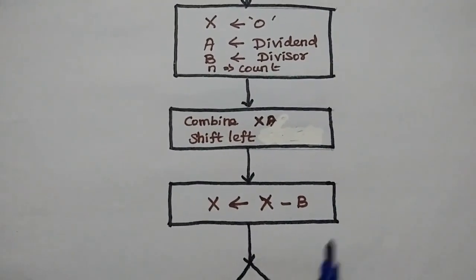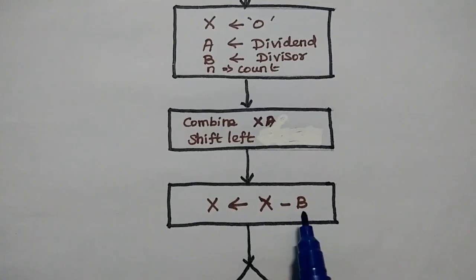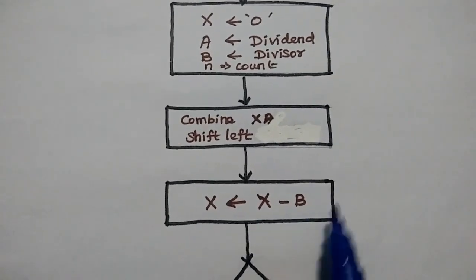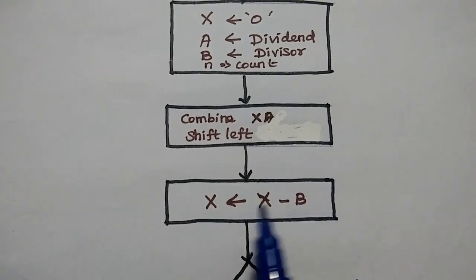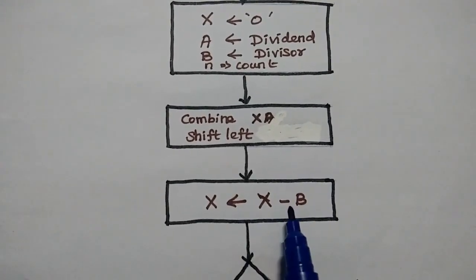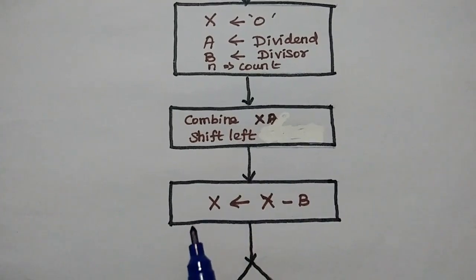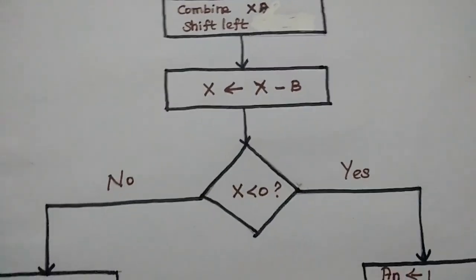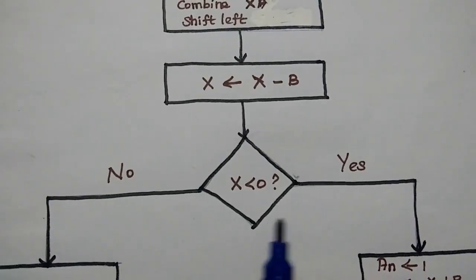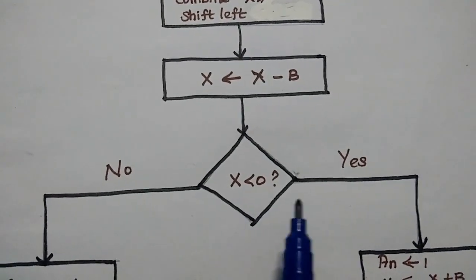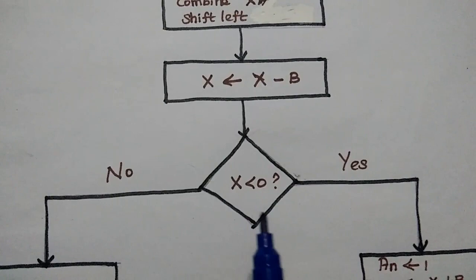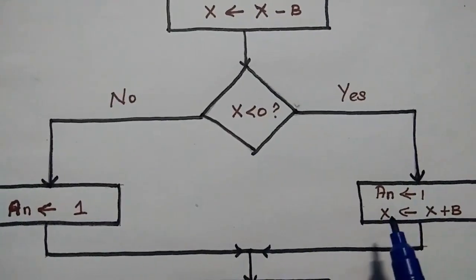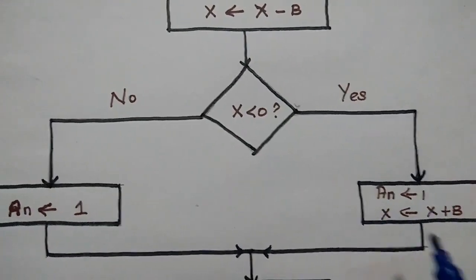Then we are going to subtract the divisor from the current X register value, and the result is stored in the X register itself. Now we are going to check whether the X register value is less than 0 or not. If it is less than 0, we have to put 1 to this A register.